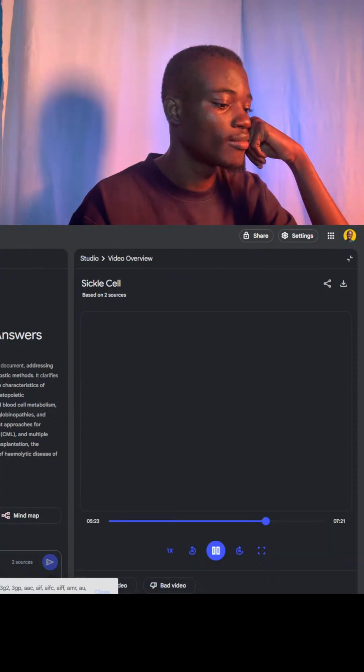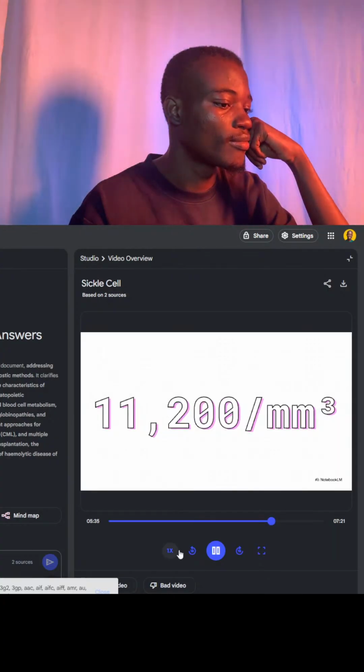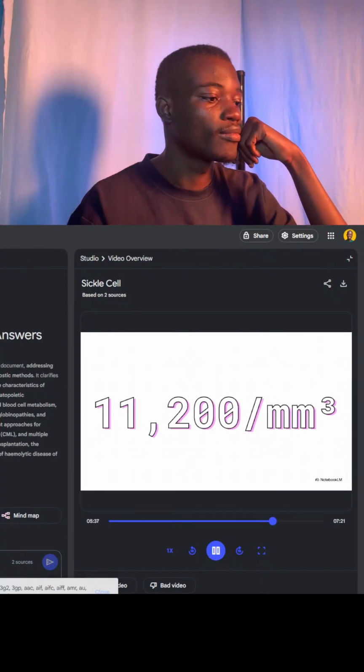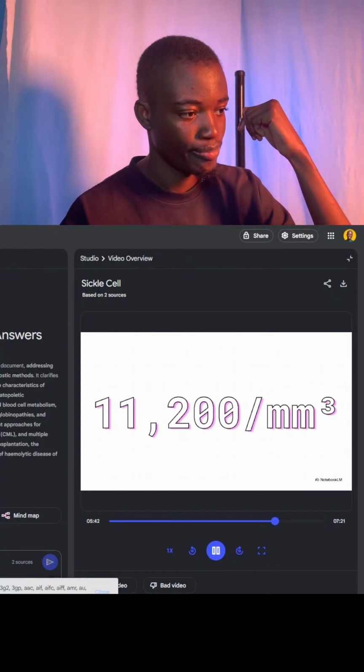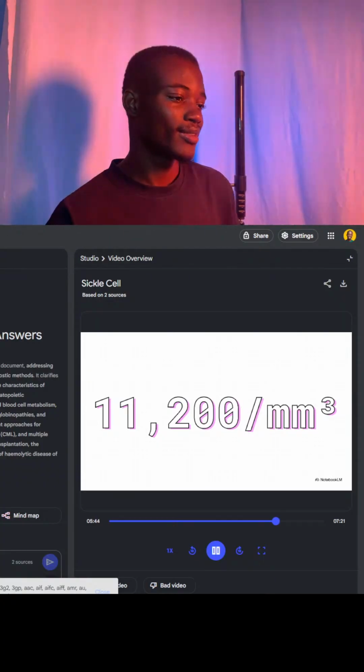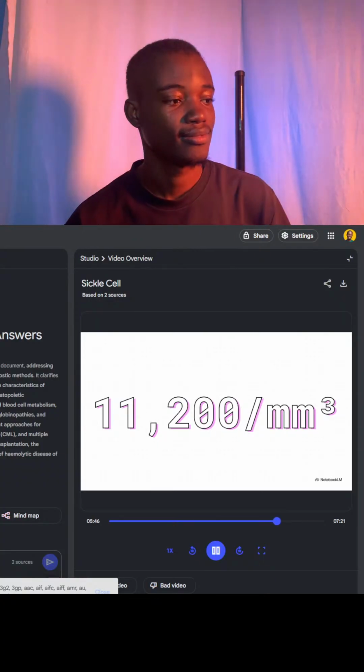All right, let's look at a little clinical puzzle. A lab machine might spit out a really high white blood cell count for a patient who's in crisis. But often, the real number is something lower, maybe like this, 11,200. So what in the world is going on here?